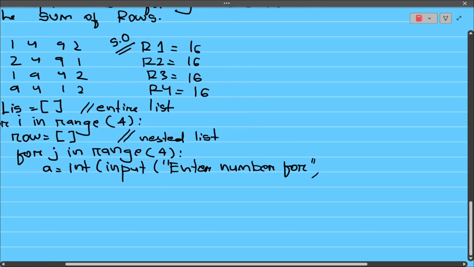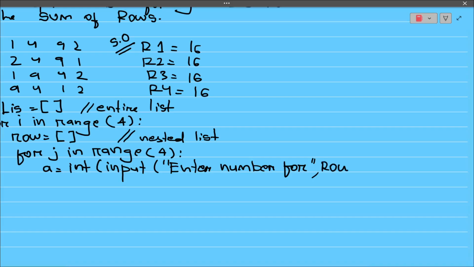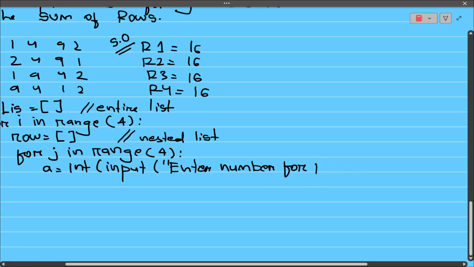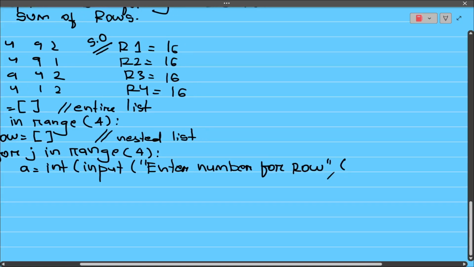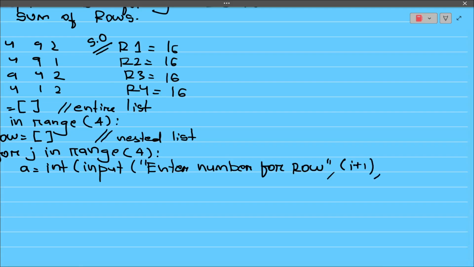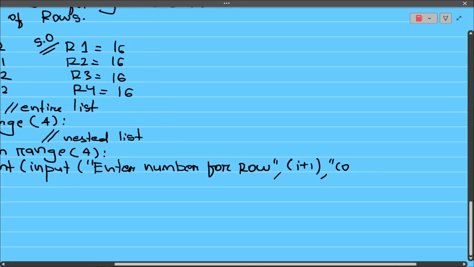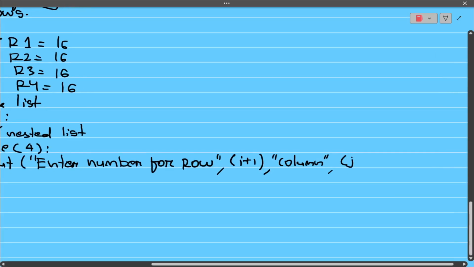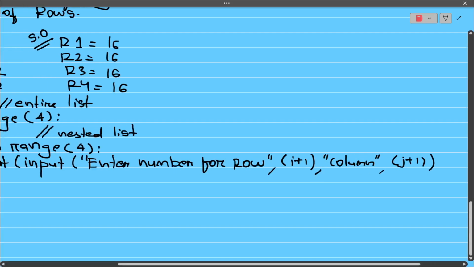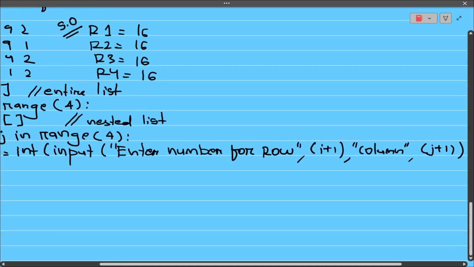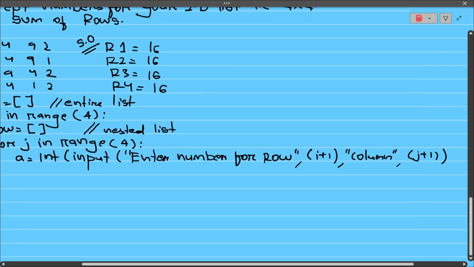For here I will be writing row. Okay, let me keep this with braces. For row, here let me write i plus 1, comma, column j plus 1. So it will make the user feel as if everything is asked. Like, enter number for row 1 column 1, it will seem like this.